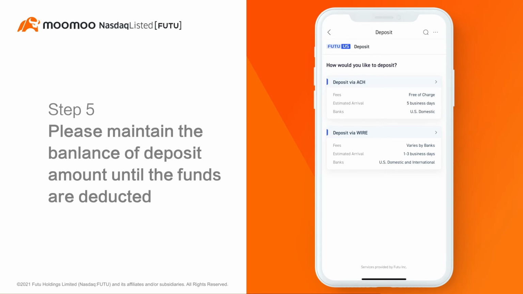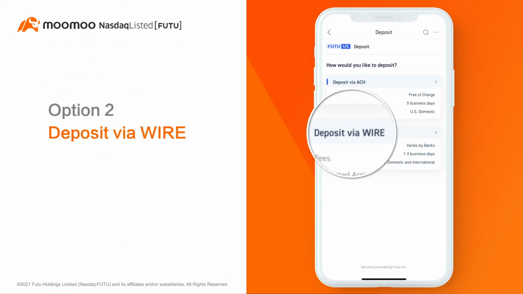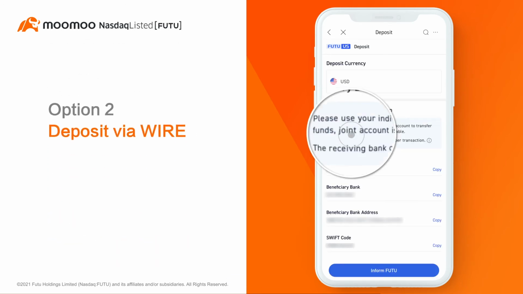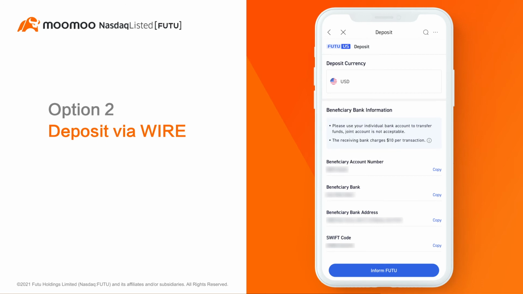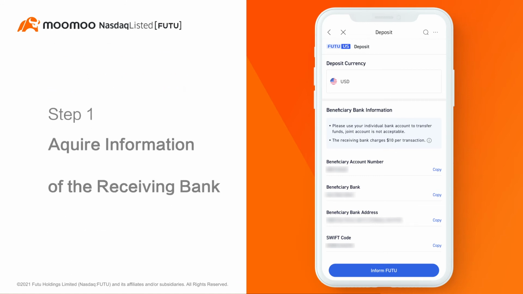The second option is by bank transfer. Tap Deposit via Wire on the deposit page. Please use your individual bank account, as third-party or joint accounts will not be accepted. Information of the receiving bank is presented on this page.